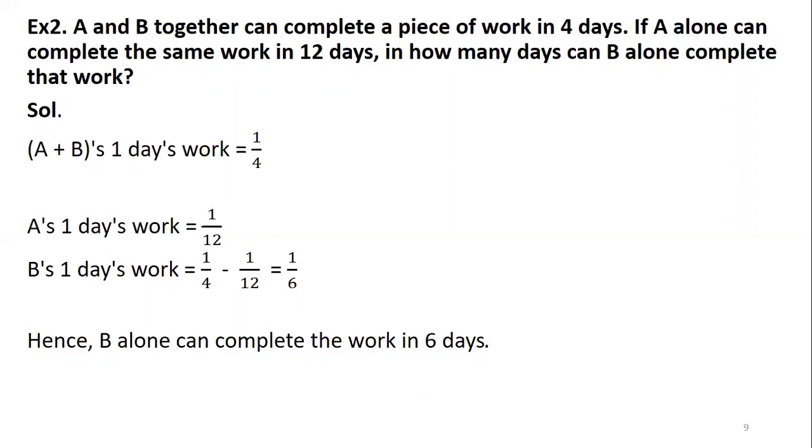So the efficiency ratio is 1:2. B is twice as efficient as A. So the number of days taken by B is half of what A is taking; the number of days taken by B is half of A's days.